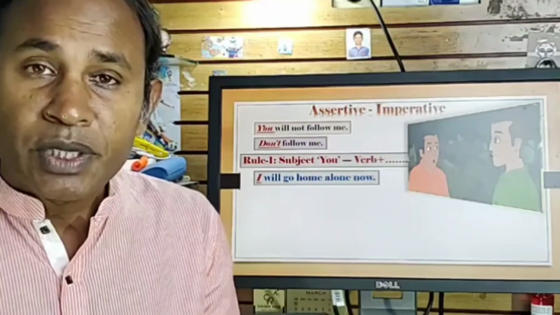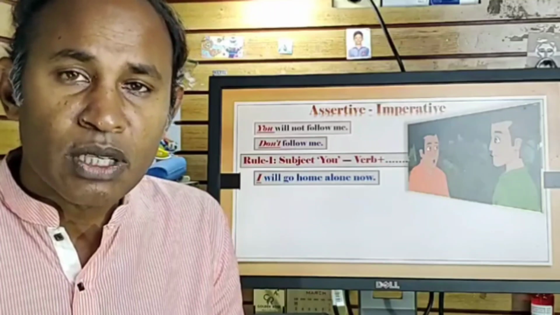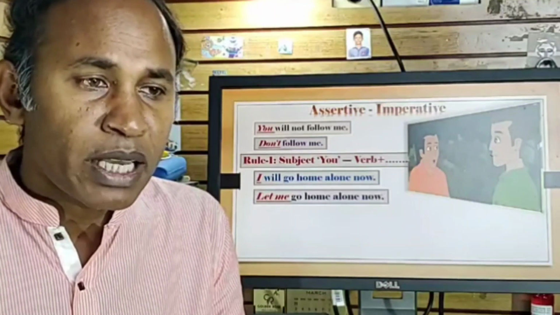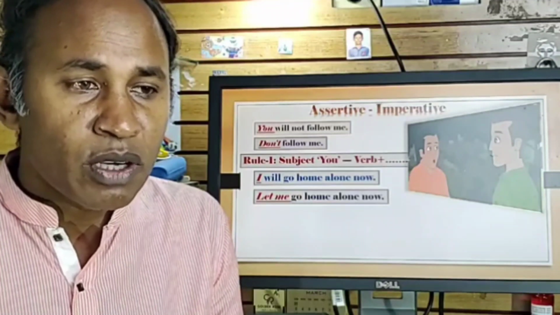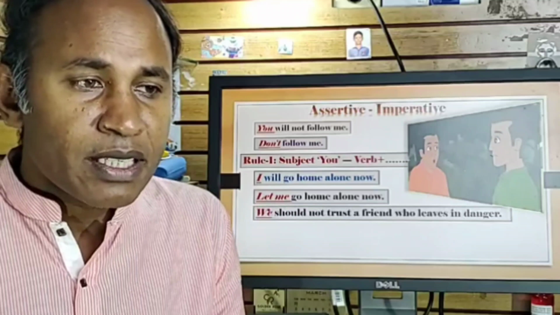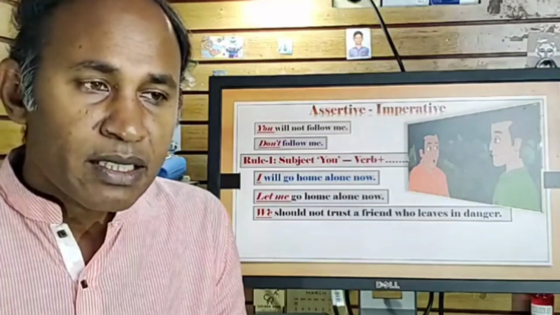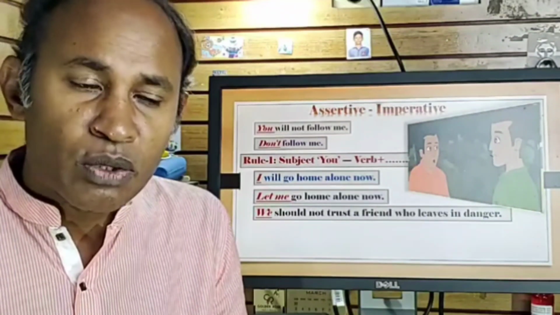But if the subject is other than you, ছাড়া অন্য subject থাকলে, in that case we have to use let. You have to use let. So for example, I will go home alone now, so in that case we will use let me go home alone now, okay? And if there is a subject, we should not trust a friend who lives in danger, so in that case we see the subject is we, so in that case we have to use let us.